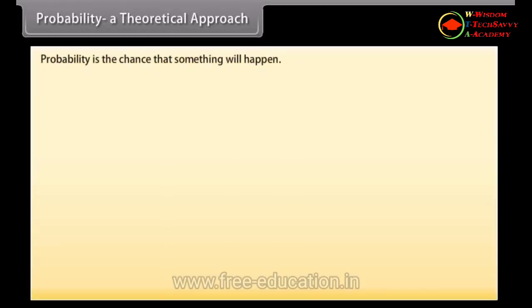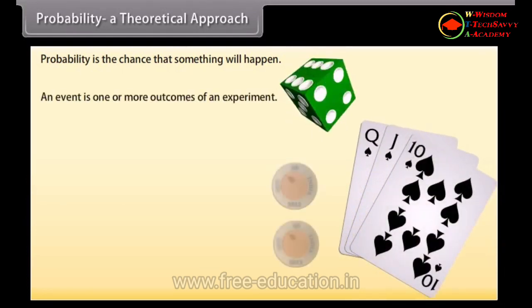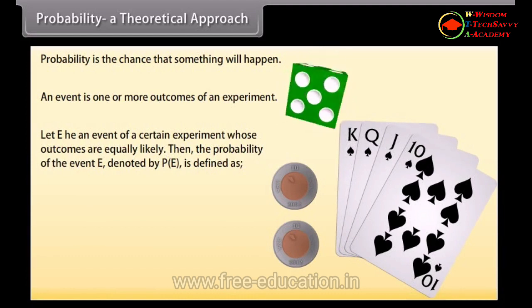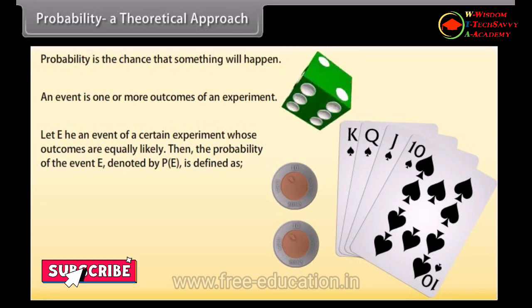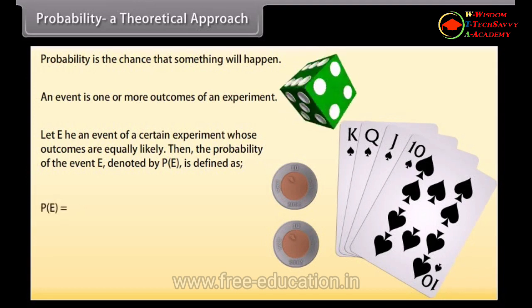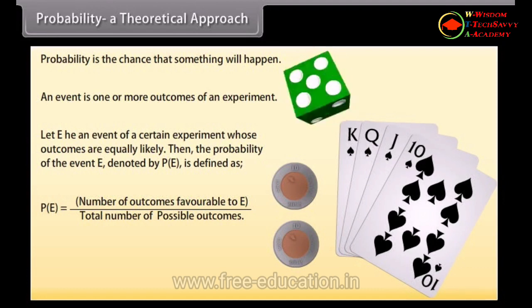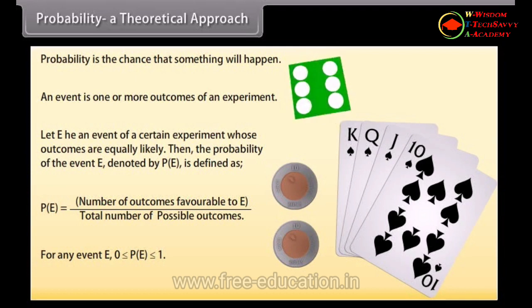Probability, a theoretical approach. Probability is the chance that something will happen. An event is one or more outcomes of an experiment. Let E be an event of a certain experiment whose outcomes are equally likely. Then the probability of event E, denoted by P(E), is defined as P(E) equals number of outcomes favorable to E divided by total number of possible outcomes. For any event E, 0 is less than or equal to P(E), which is less than or equal to 1.